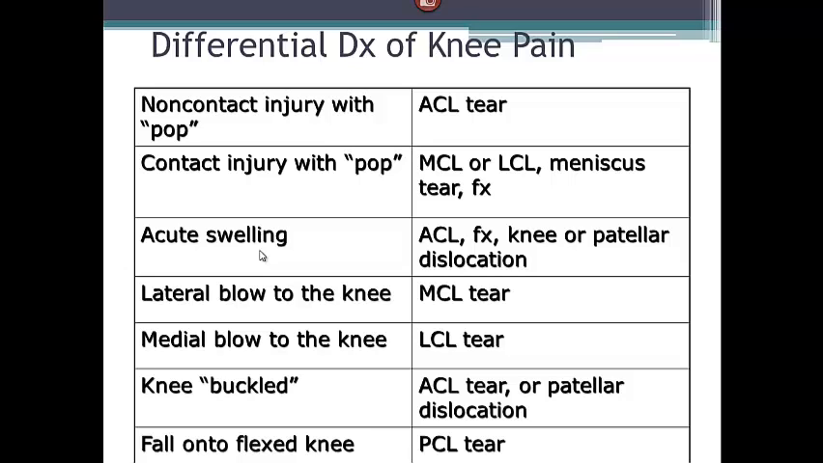With ACL tear or patellar dislocation, most commonly the patients have an acute swelling, that's the most common sign. With MCL tear, patients might feel an intense pain, and the etiology is a lateral blow to the knee. On the contrary, LCL tear occurs due to a medial blow to the knee. For ACL tear or patellar dislocation, the etiology is basically a knee buckle. And the PCL tear is when the patient falls onto flexed knees.